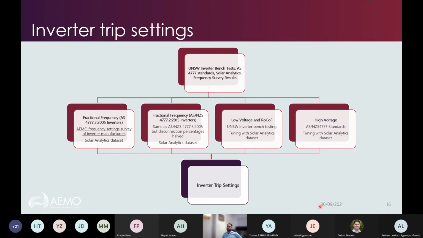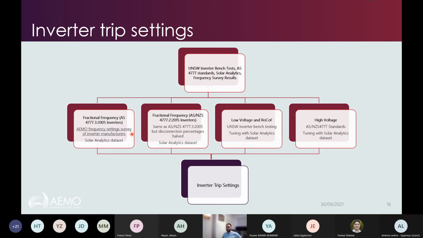Moving on, the inverter trip settings. These are the main sources of information there, and I've broken it down here for you. One, I guess you could call it a godsend, because it was absolutely amazing, was the work that UNSW could do and the level of information that we could get from them, working closely to make sure the tests they were doing were able to inform the parameters that we were trying to get.